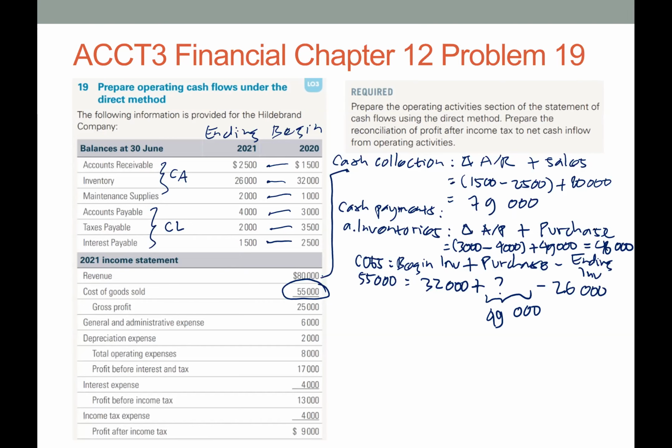Sorry, yep, I also got the same result, but I did a different thing. I didn't really use the cost of goods sold formula. How did you get the purchase? The cost of goods sold, which is 55,000, I just adjusted with the changes in inventory. So it's basically the same. Yeah, so the beginning minus the ending is the changes in inventory, and cost of goods sold is changes in inventory plus purchase.